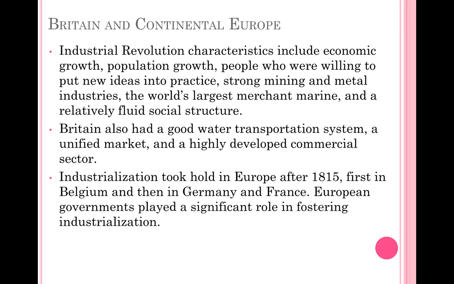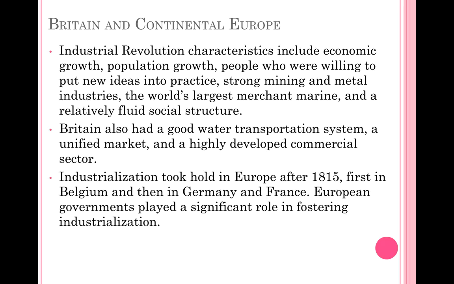England had a large and ready source of raw materials from its empire. They also had a great water transportation system, a unified market, and a highly developed commercial sector. The economies of continental Europe experienced a similar dynamic expansion in the 18th century, but lack of markets and management skills and the constant warfare from 1789 to 1815 interrupted trade and weakened the incentive to invest in new technologies.